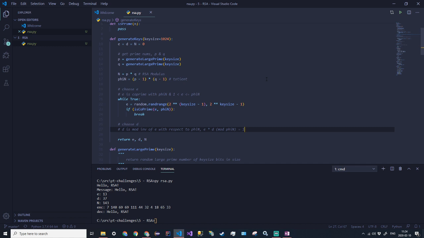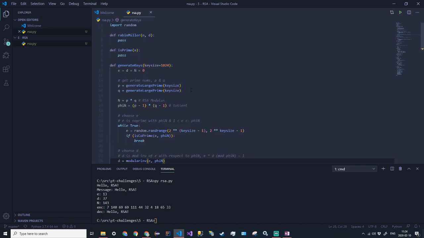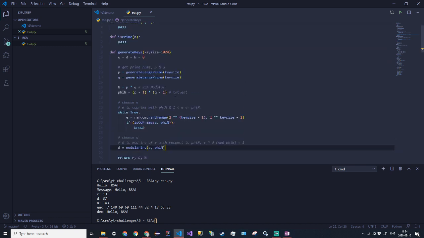Alright, so D is equal to that. And all we're going to say is D is equal to the modular inverse of E with respect to phi of n. Just like that. And yeah, so that's the generation stage.